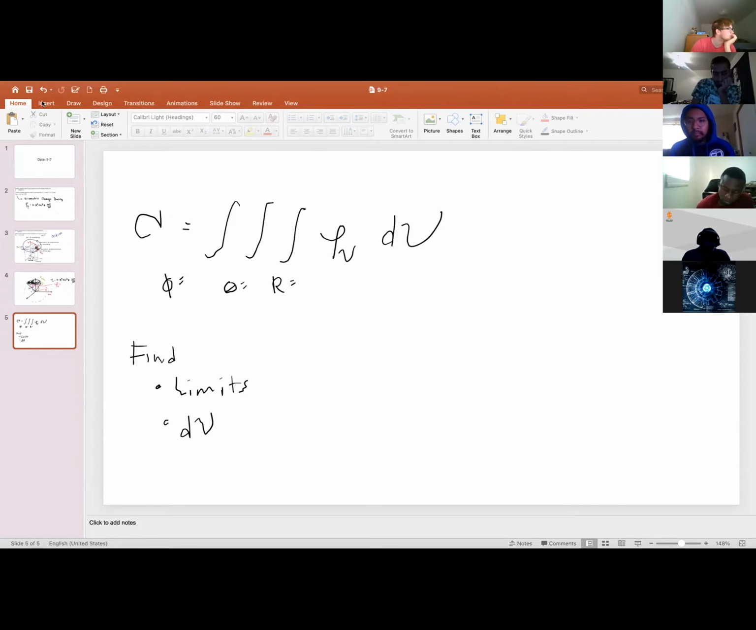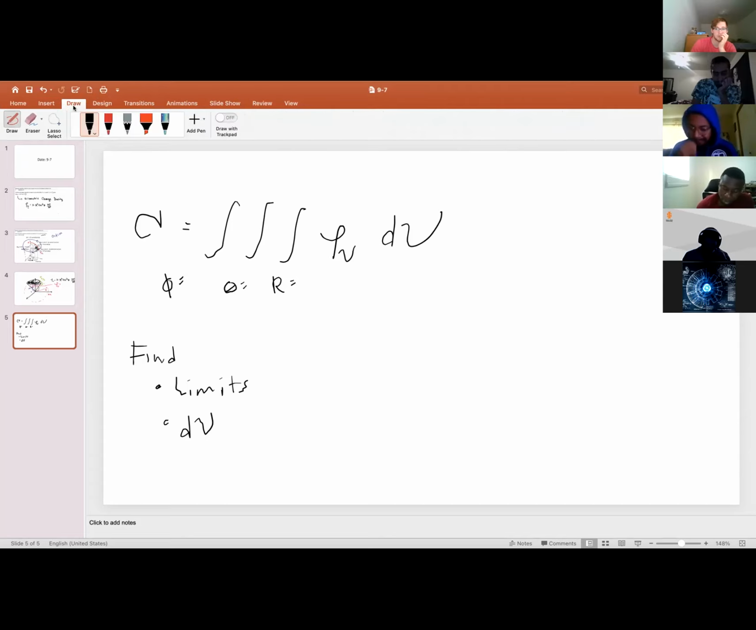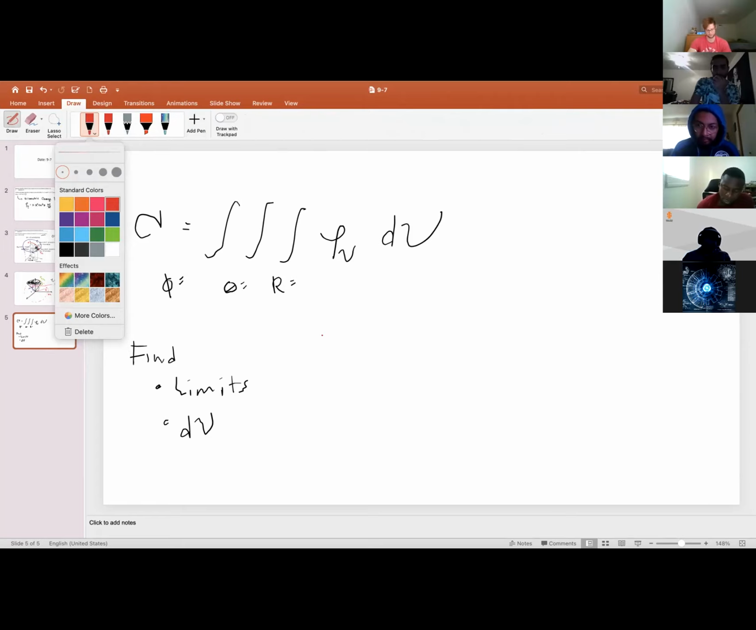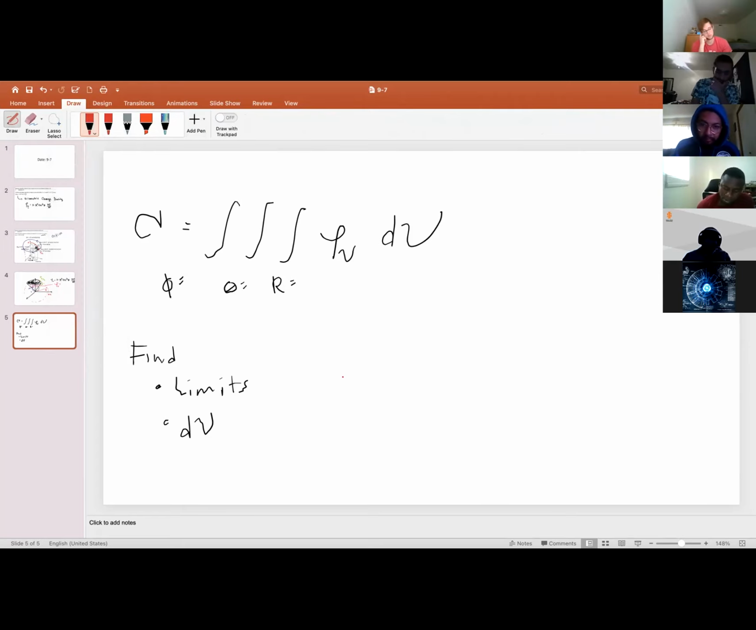All right, so what's the limits on the radius? What should we have as the radius limits? 0 to 2, because we know the radius. What about for theta? 0 to 5. And for phi? 0 to 2 pi.